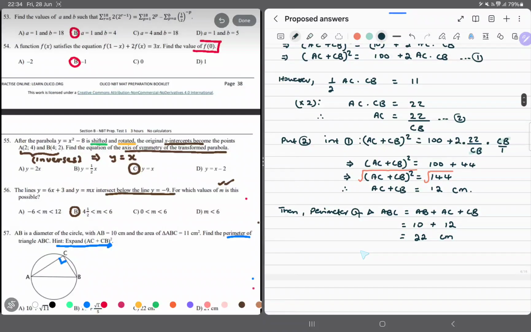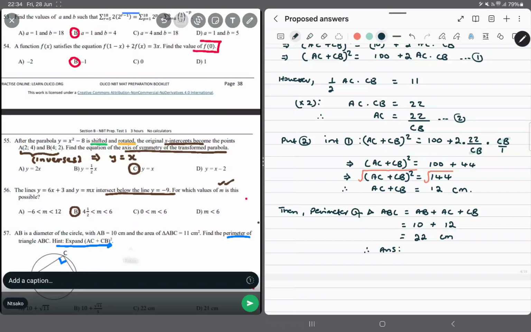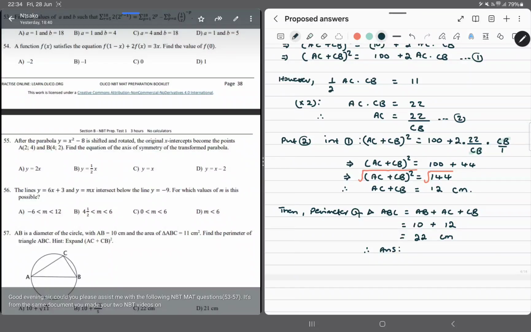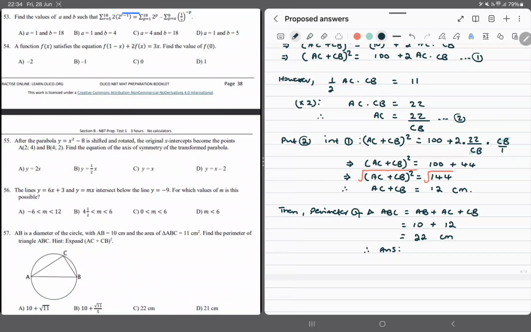Okay, so therefore the answer in this question is, essentially here we have a bit of a situation. Now we've got a situation here. So yeah, if we look here, it's option C.